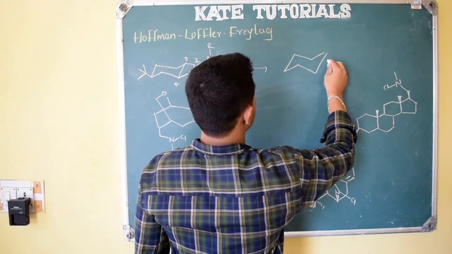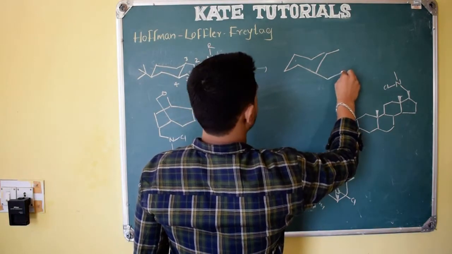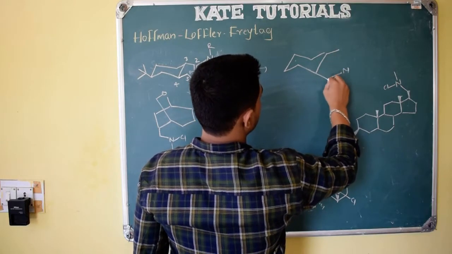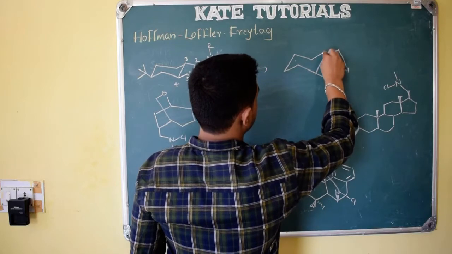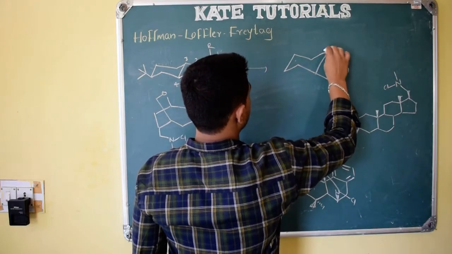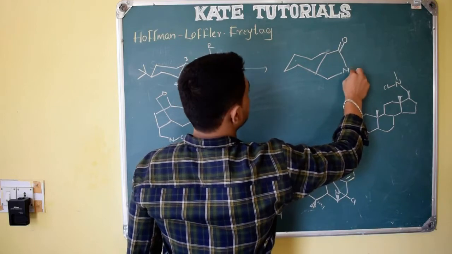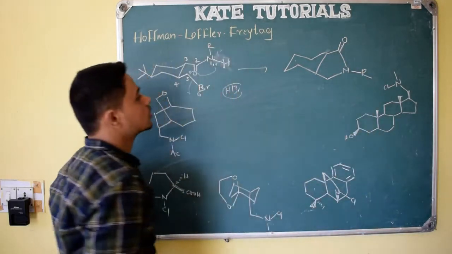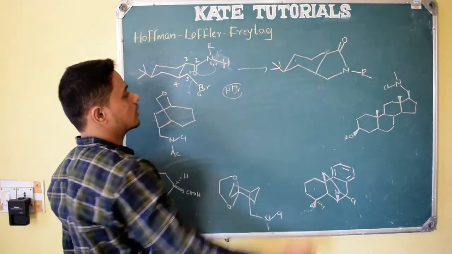It is a 5-membered ring. I can show it like this also. Here methyl and here nitrogen. 1, 2, 3, 4, 5. 1, 2, 3, 4, 5. Yes, this is the 5-membered ring, and here the ketone group as usual, and nitrogen has an R group, right? So this is the 5-membered ring we will get. So this is the tertiary butyl group.